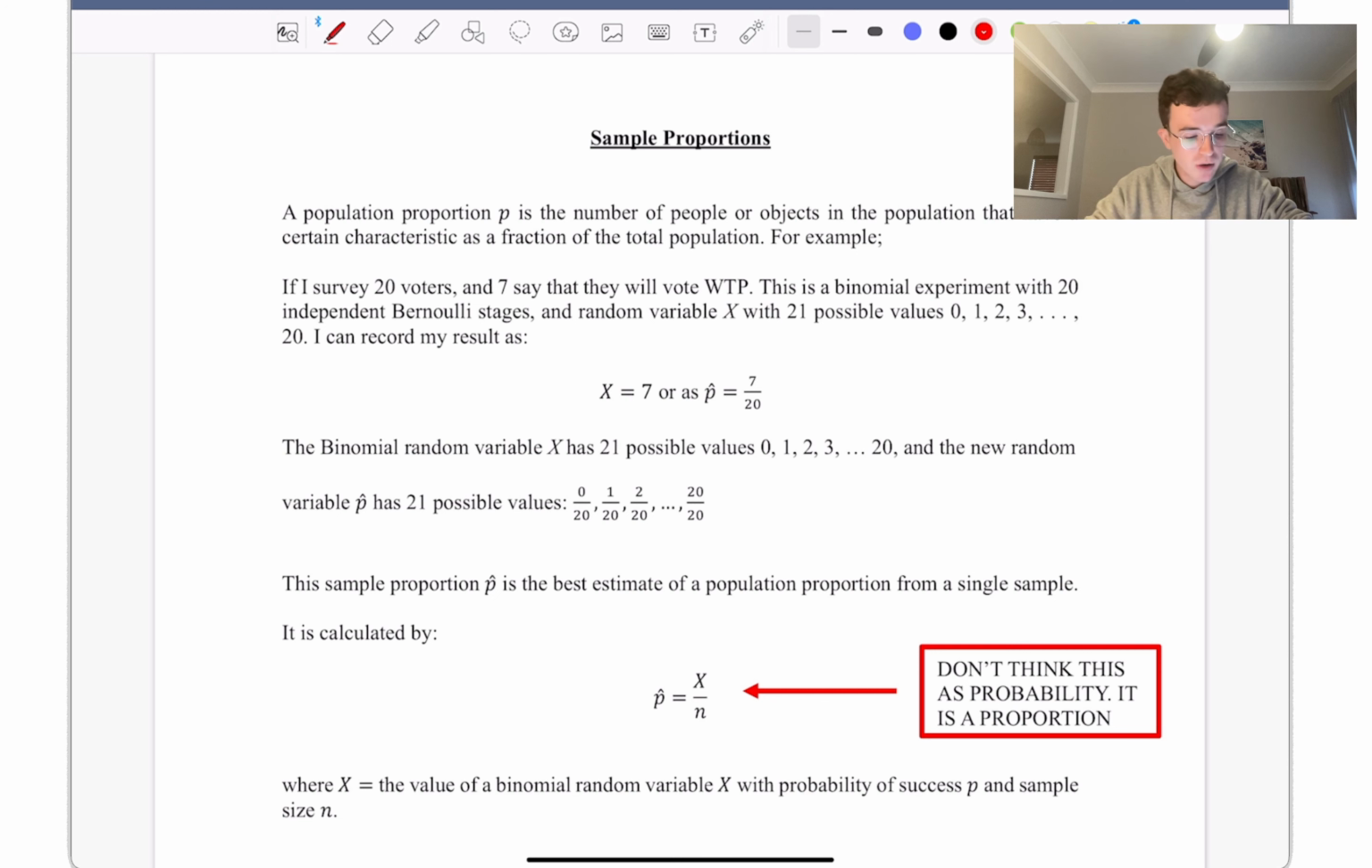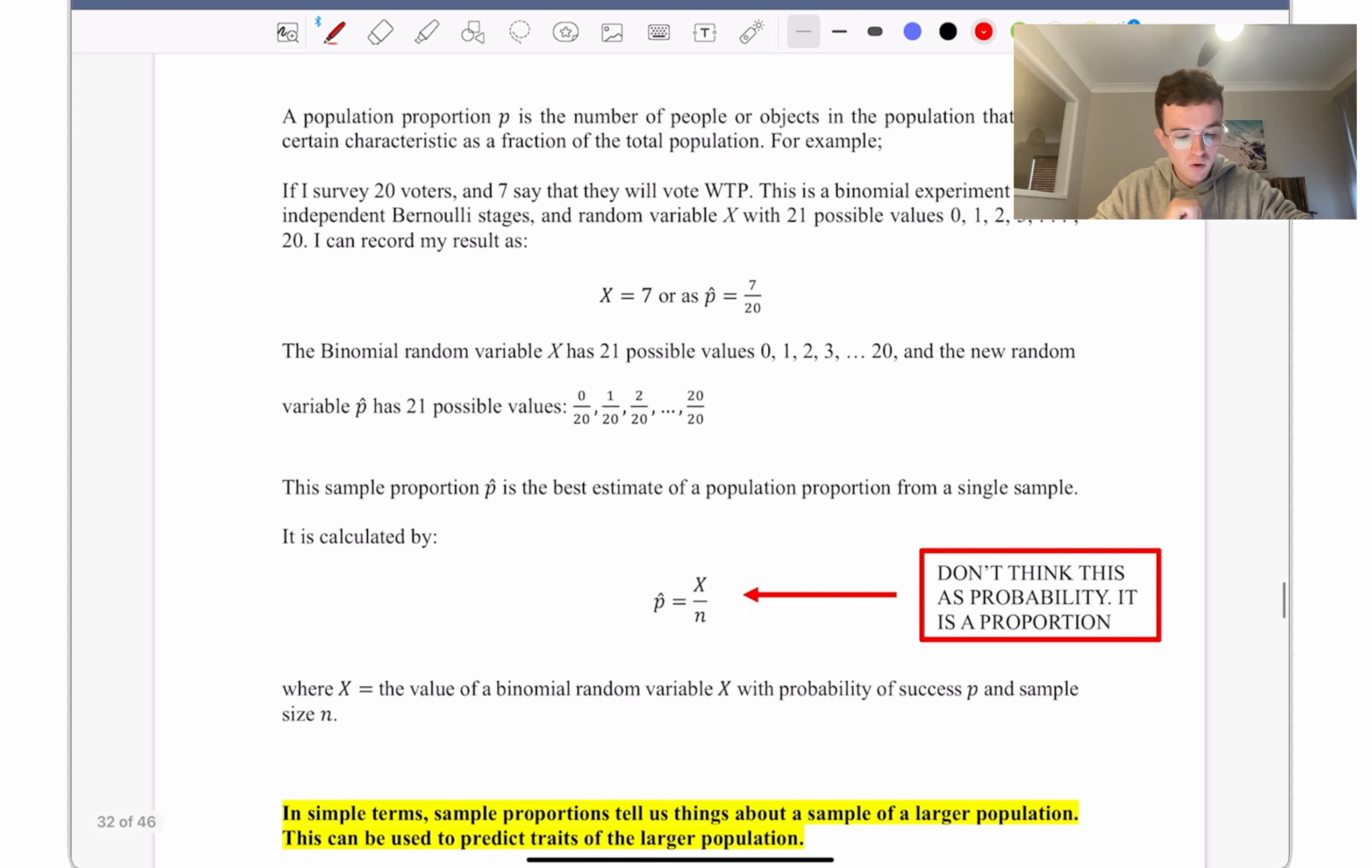So if I surveyed 20 voters and 7 say they vote for the party WTP, this is a binomial experiment with 20 independent Bernoulli trials. You either vote for them or you don't vote for them. And a random variable X has 21 possible values: 0 votes, 1 vote, 2 votes, 3 votes, all the way up to 20. Now I could write my result as 7 voters, or a proportion of voters of 7 on 20.